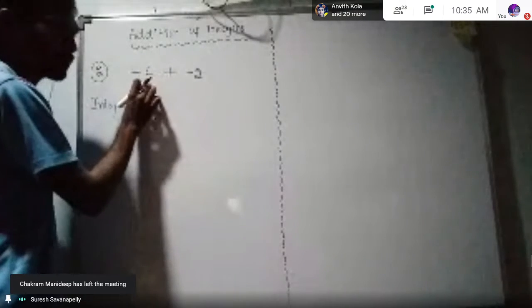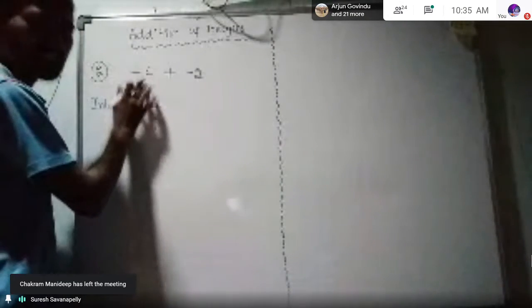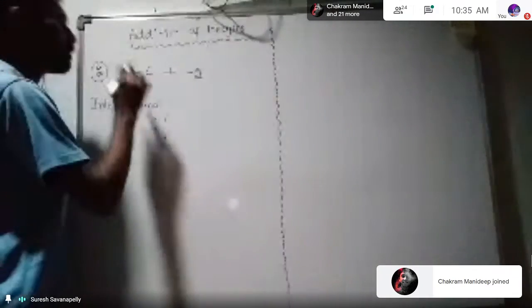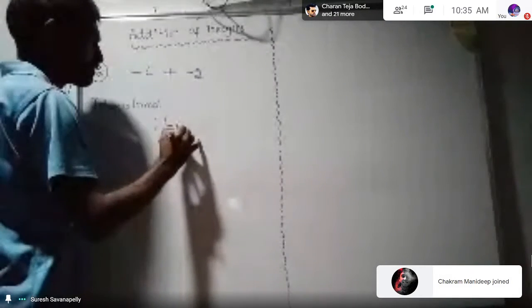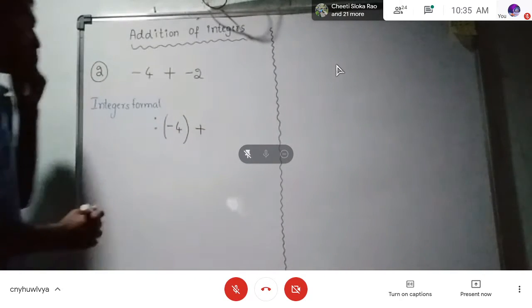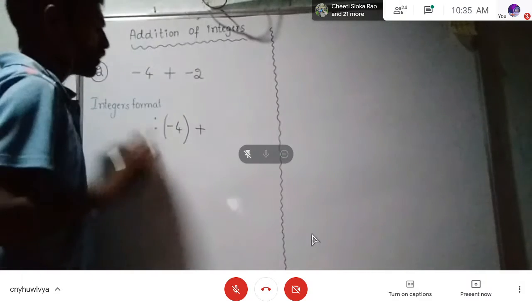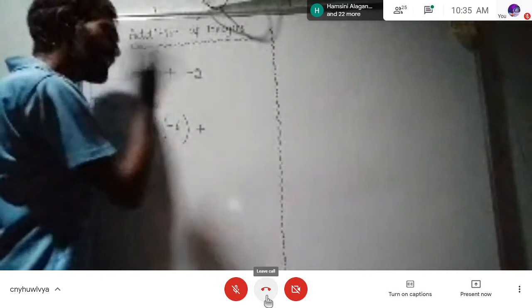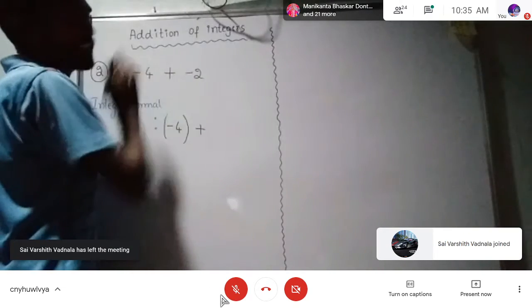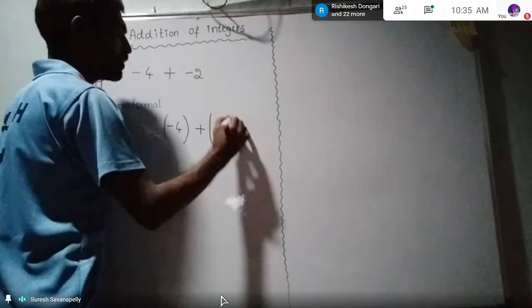Look at the first number. The first number is minus 4. This number already has a sign, so you don't need to add a sign. What you need to keep is simply the bracket. So bracket and minus 4 you write. Next is plus, write plus as it is. Next it is minus 2, a negative integer, a number with a sign. So you keep minus 2 and then the bracket.